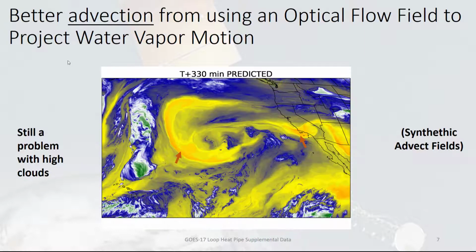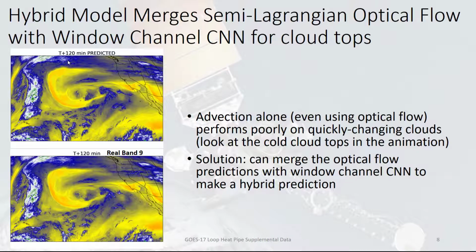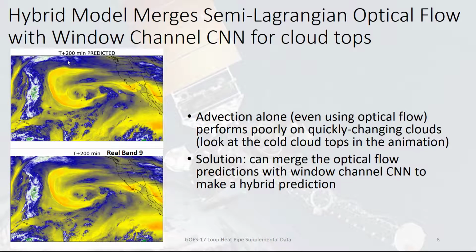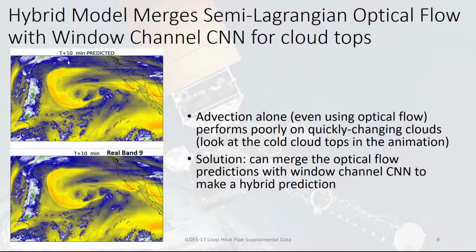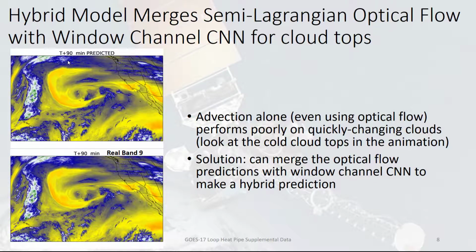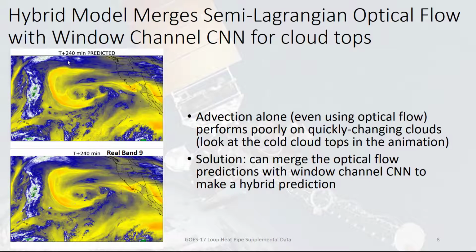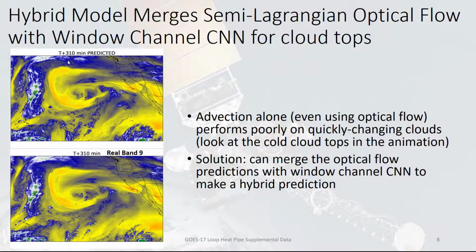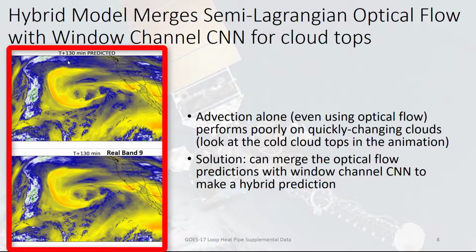But here we have what it looks like after 5.5 hours. Things look realistic where you have clear skies. The cold cloud tops, however, do not look realistic. To mitigate the issue with cold cloud tops, combine the optical flow field method for fields of view that are clear or with low clouds with the machine learning convolutional neural network method to create information at cloud tops. That information is shown here on the top with the real values down at the bottom.